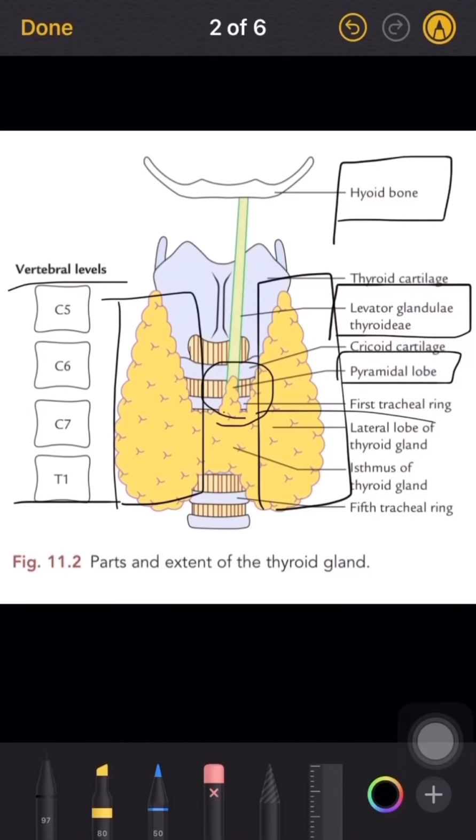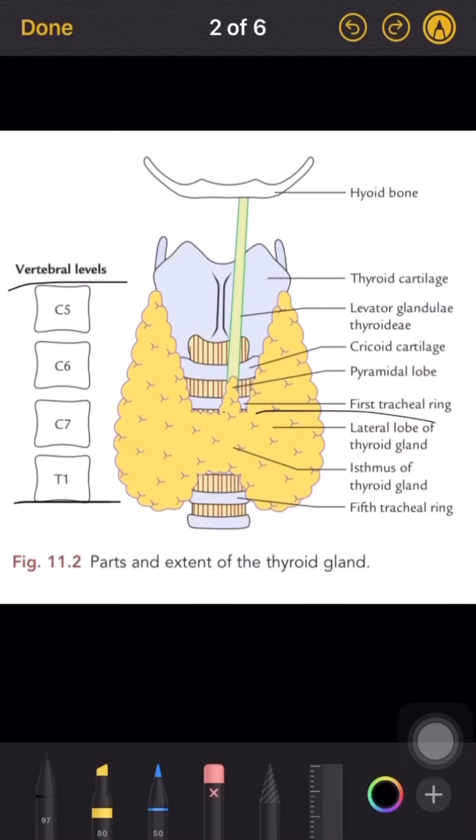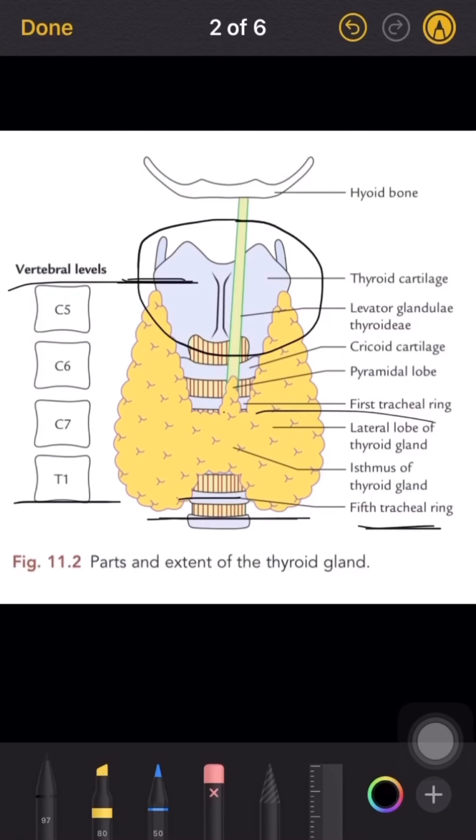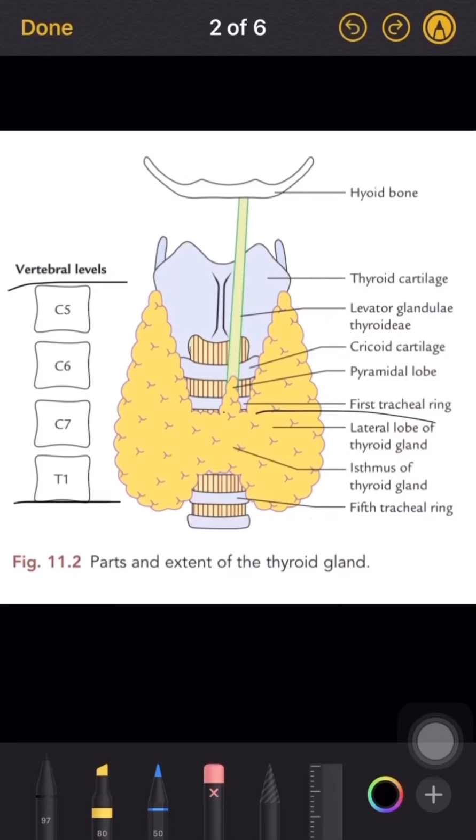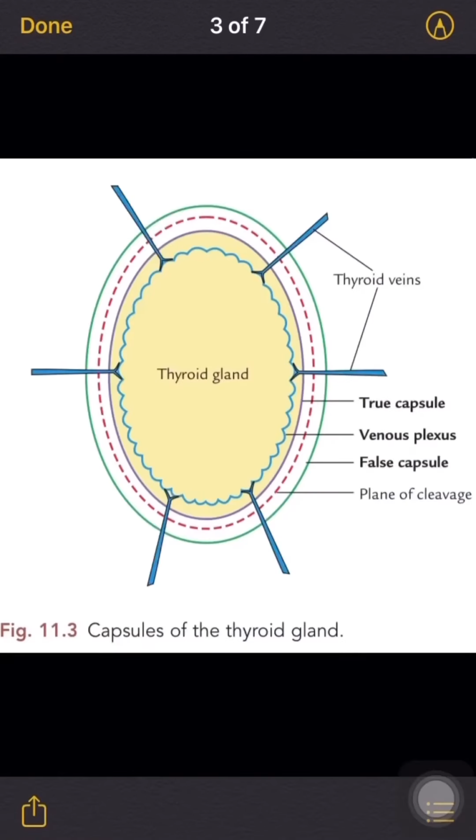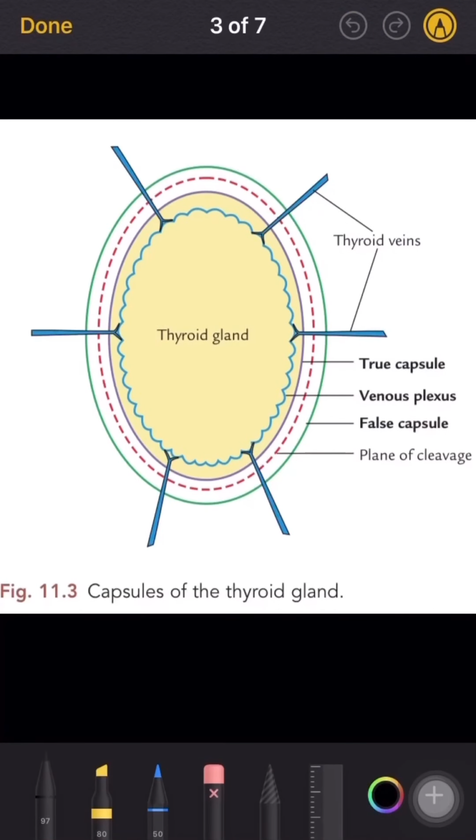Now let's see the extent of each part. So the lateral lobe begins upwards from the oblique line which is present on the thyroid cartilage to the fifth or the sixth tracheal ring. Now about the isthmus, it extends from the second, third and fourth tracheal rings. The normal weight of the thyroid gland is 25 grams and the dimensions are 5 centimeters long, 3 centimeters wide and 2 centimeters thick. So let's begin with the capsule of the thyroid gland.